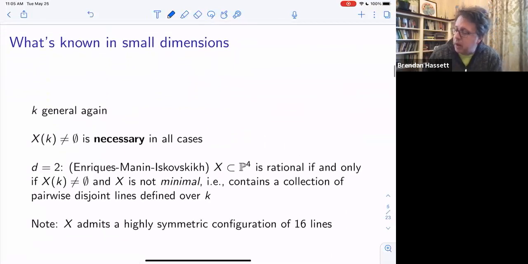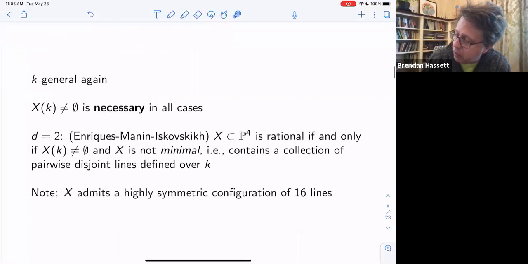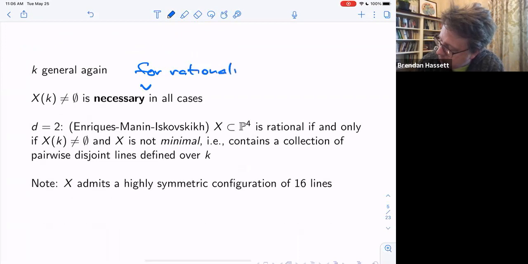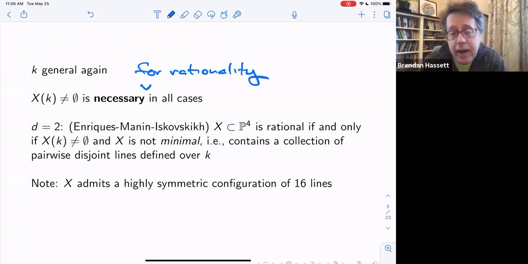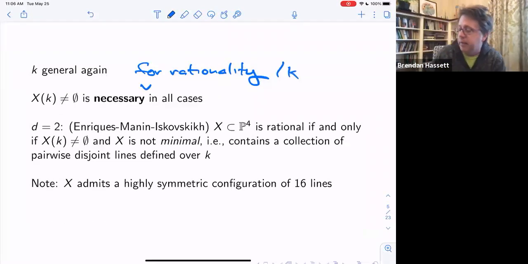And so let me review a little bit of what is known in small dimensional cases. So again, we're going to let K be an arbitrary field of characteristic 0. And of course, in order to have rationality, you have to have a rational point. So this is necessary for rationality. You need to have rational points in order for X to be rational over a field K. And so this is true in all dimensions.